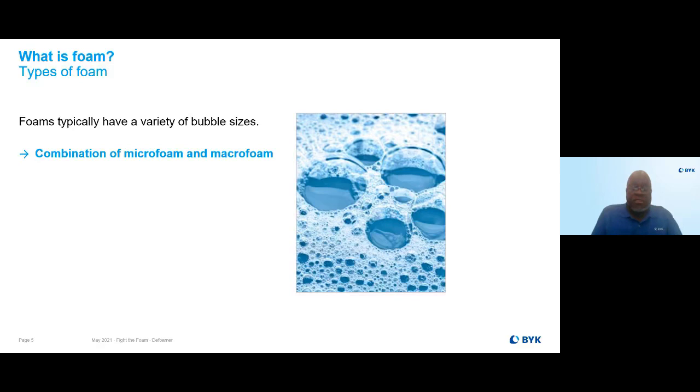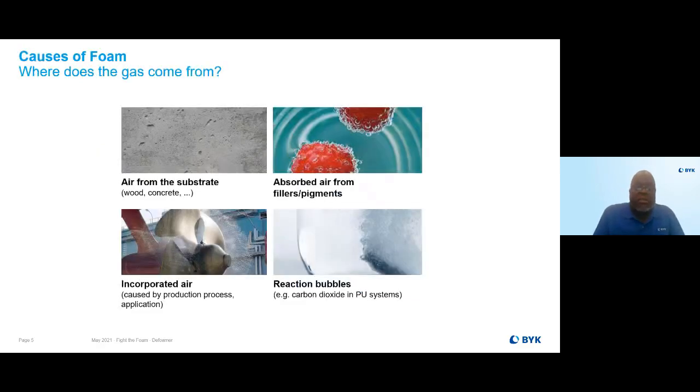Now that we've seen the types, let's see where foam comes from, or the gas that creates the foam. First of all, in application, it can be from the substrate. In production, it could be from ingredients such as fillers and pigments that are added into the formulation. It could be in production and process by incorporating and mixing or grinding to create the product. And finally, it can be from a reaction that's going on in your formulation or solution. These are all gas creators that create foam.